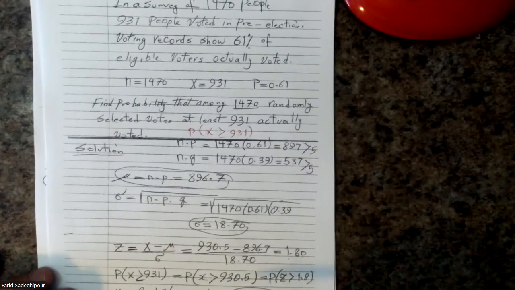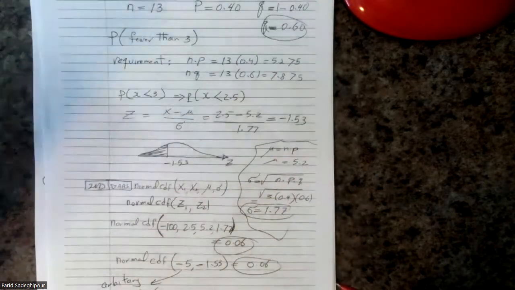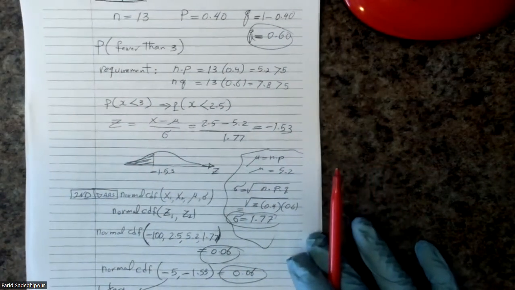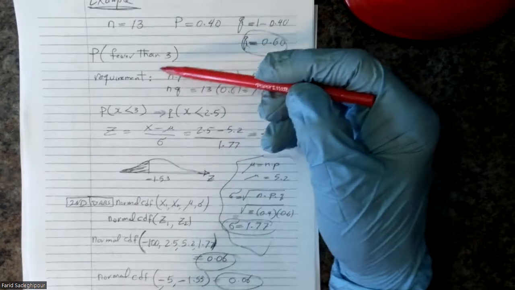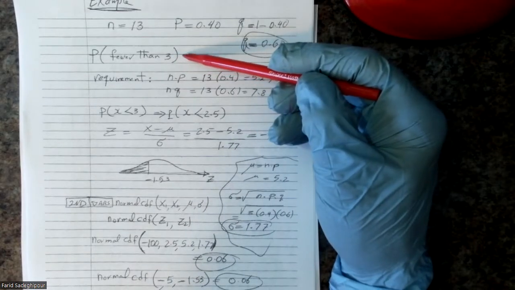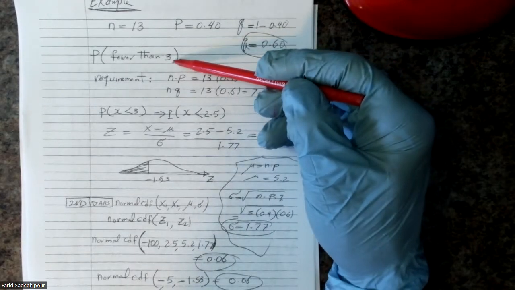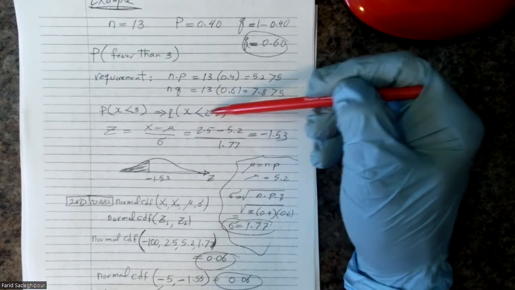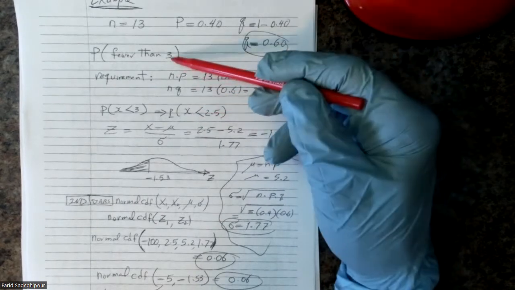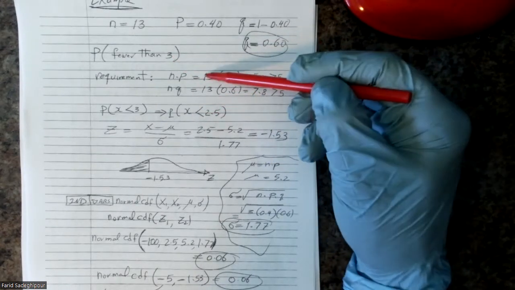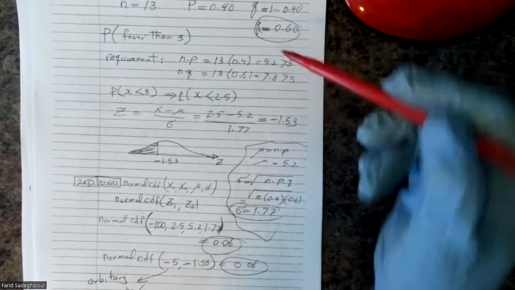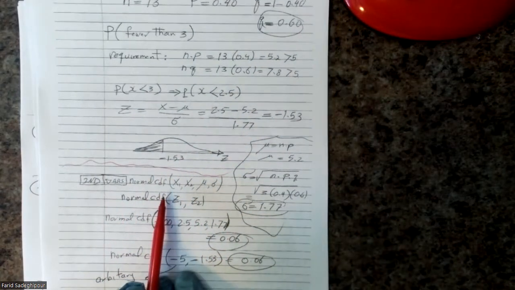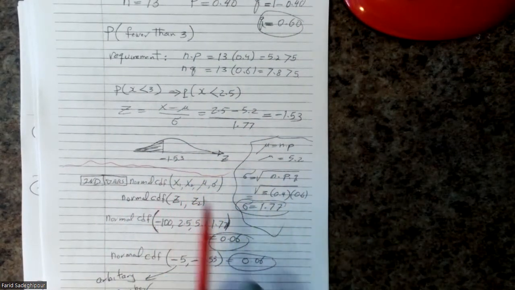Is you do the conversion to the z and then do the problems. This one, again, we want to calculate the probability of fewer than 3. Fewer than 3 means 3 is not included. So it means probability of x less than 2.5, because you don't want 3 to be one of the numbers. We calculate np and nq, both are greater than 5. We convert to z. Then you could also do it through this formula. In that case, you don't have to do the conversion if you don't want to.